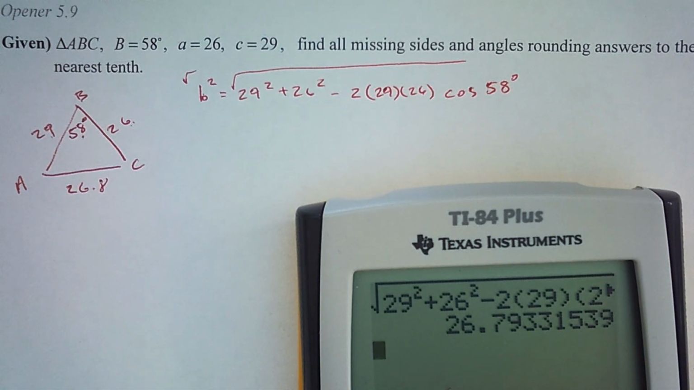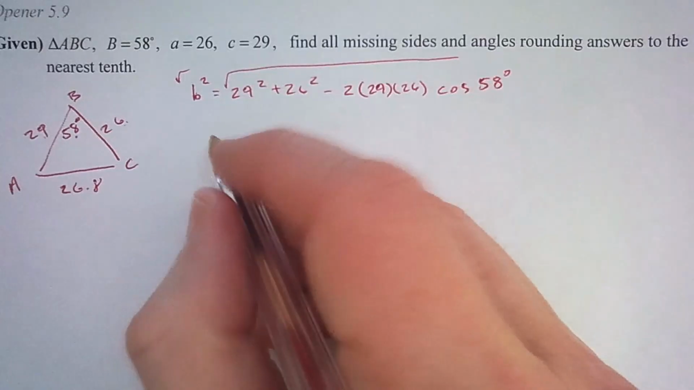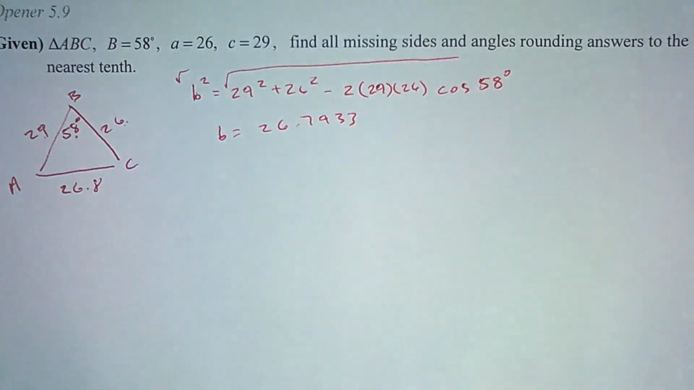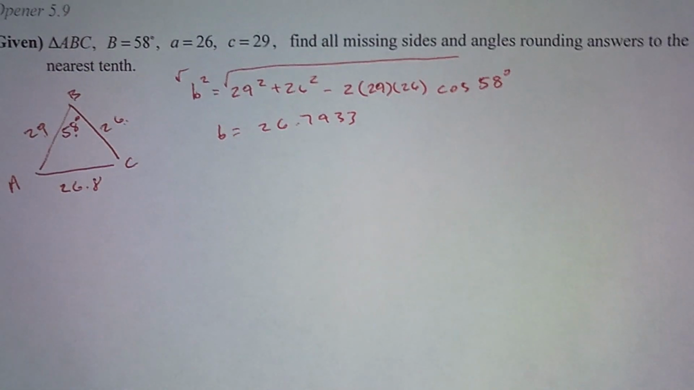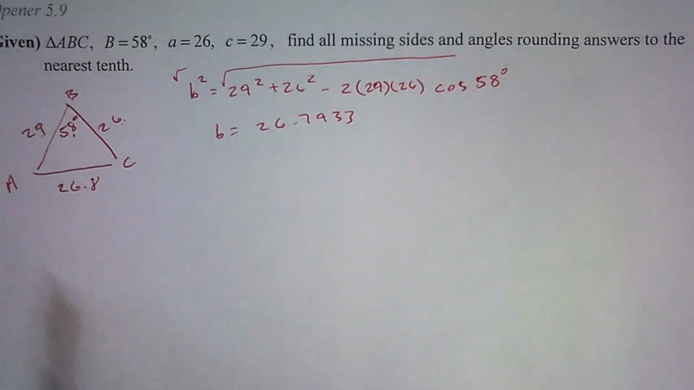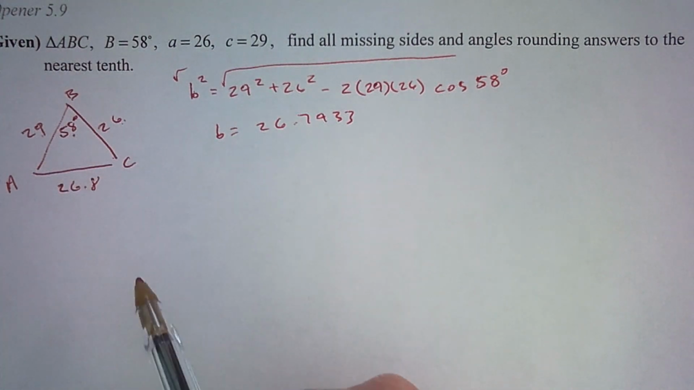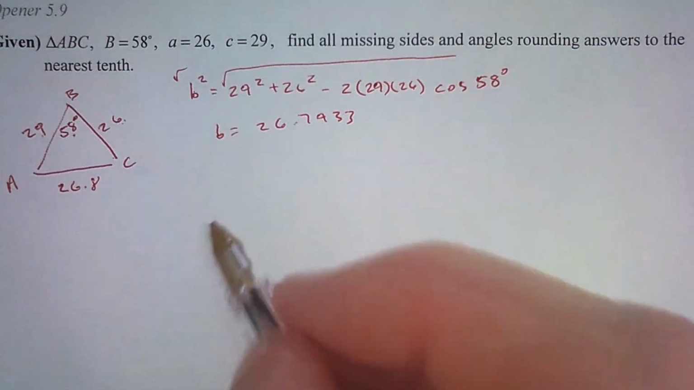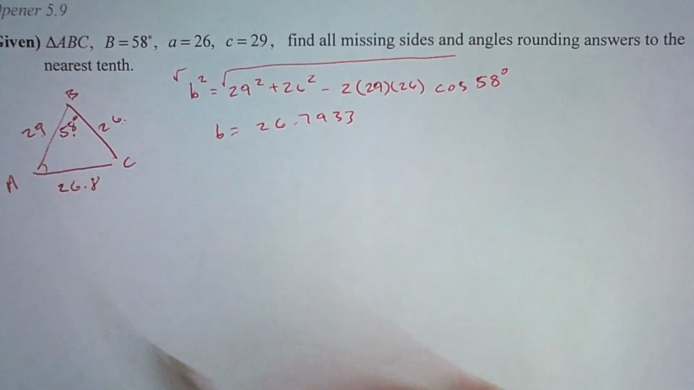Okay, but I'm going to keep some extra decimal places just in case they're needed. If I need to use this in further calculations, I'll want more. So I'm going to write B is 26.7933. That way I'll be able to be more accurate if I have to use this in further calculations. Next up I can find either angle A or angle C, and I would like to do so with the law of cosines because it's always safe for angles. So let's find the measure of angle A.